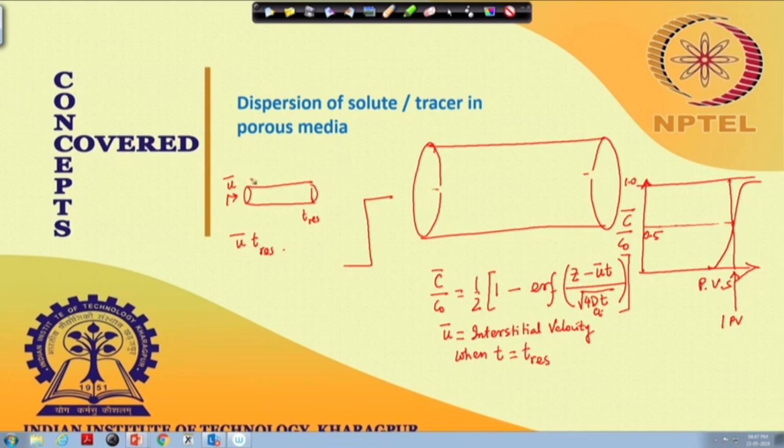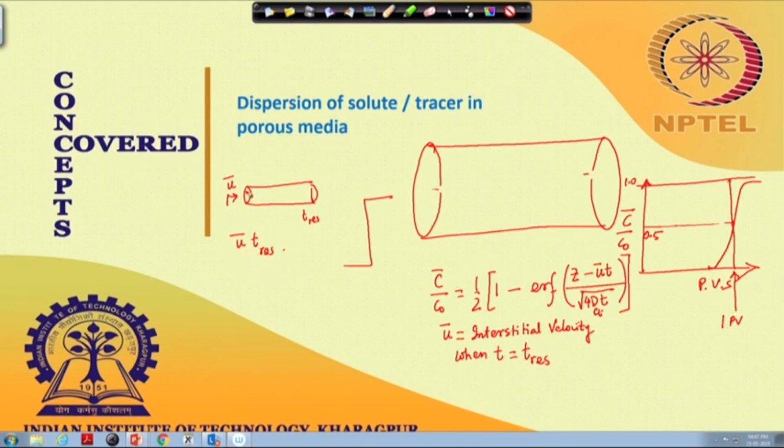Let us say u bar is so and so meter per second. So that many meters will be travelled in 1 second. So over t res, that residence time, u bar into t res is the length the midpoint of this fluid front will travel. So this u bar into t res is the length scale.